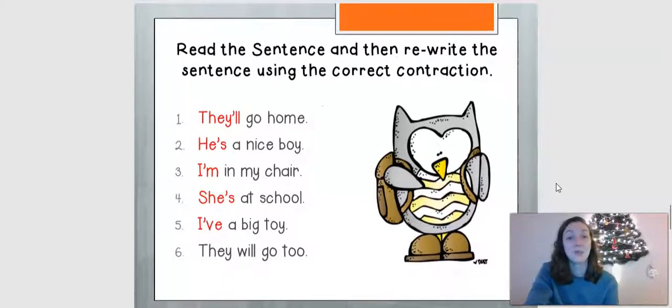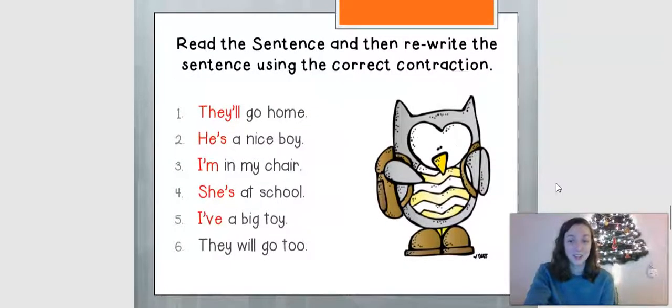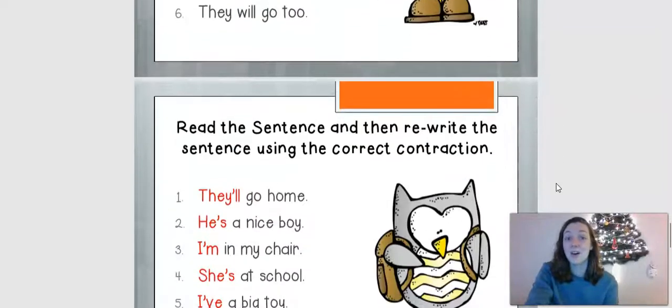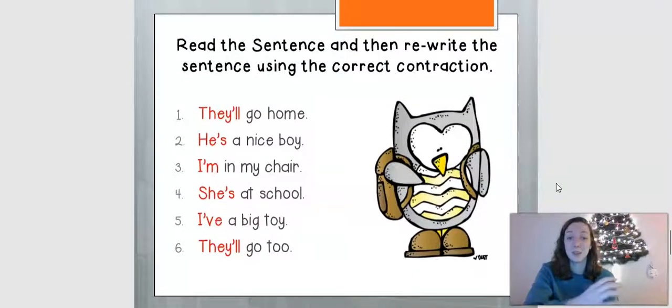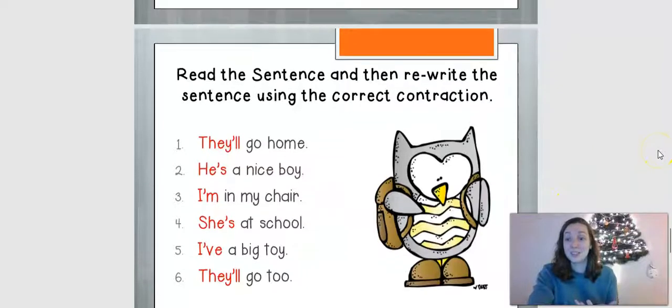And the last one, they will go to. What two words do you think you'll combine to make a contraction? They will, right? So they will becomes they'll. They'll go to. All right, so we're going to use one of our thinking maps and triggers to think of some more contractions. But before we do that, I did want to sing you a song.